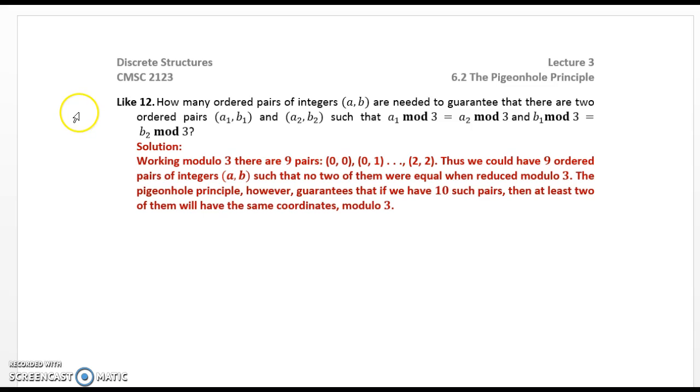How many ordered pairs of integers (a, b) are needed to guarantee that there are 2 ordered pairs (a_1, b_1) and (a_2, b_2) such that a_1 mod 3 = a_2 mod 3 and b_1 mod 3 = b_2 mod 3? Working modulo 3, there are 9 pairs: (0,0), (0,1), all the way up to (2,2). Thus, we could have 9 ordered pairs of integers (a, b) such that no 2 of them were equal when reduced modulo 3. The pigeonhole principle guarantees that if we have 10 such pairs, then at least 2 of them will have the same coordinates modulo 3.